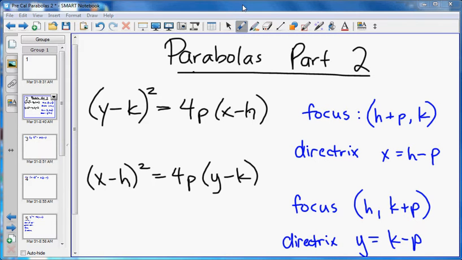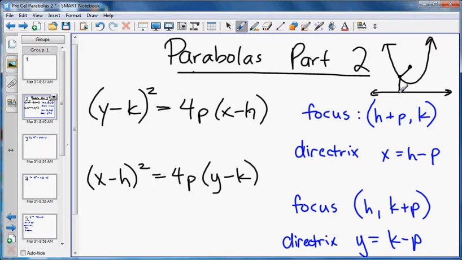If I were to draw a parabola, the focus would be somewhere around here, and the directrix would be somewhere down here. The idea is if we pick a point, the distance from that point to the focus is the same as the distance from that point to the directrix.